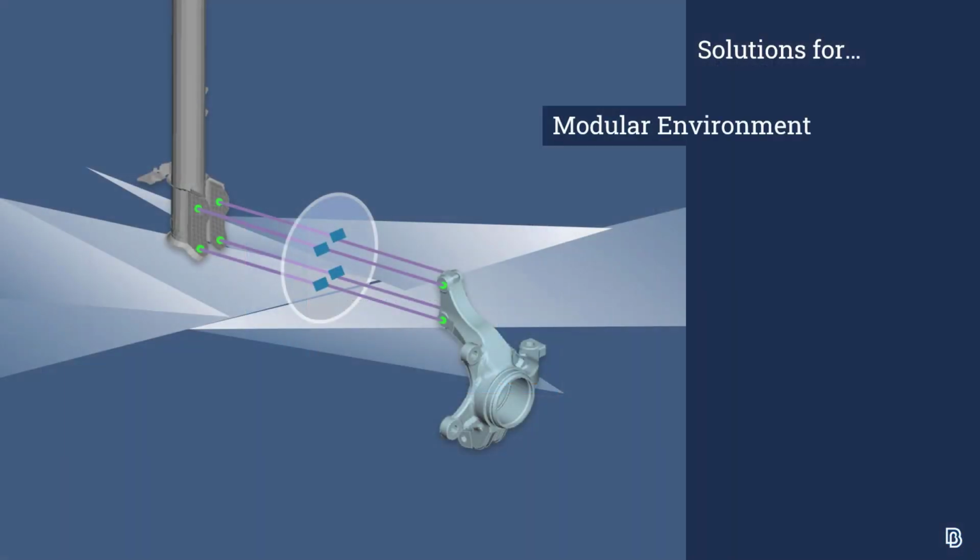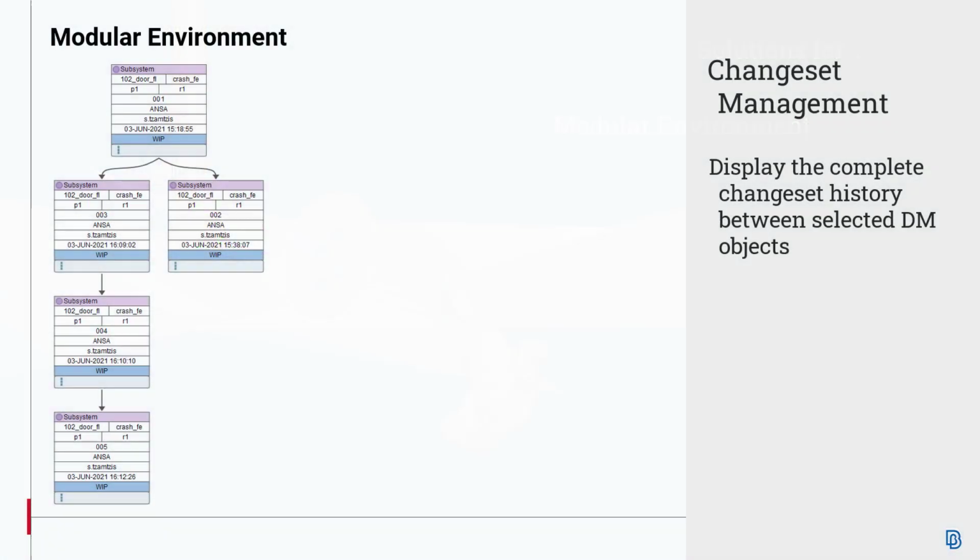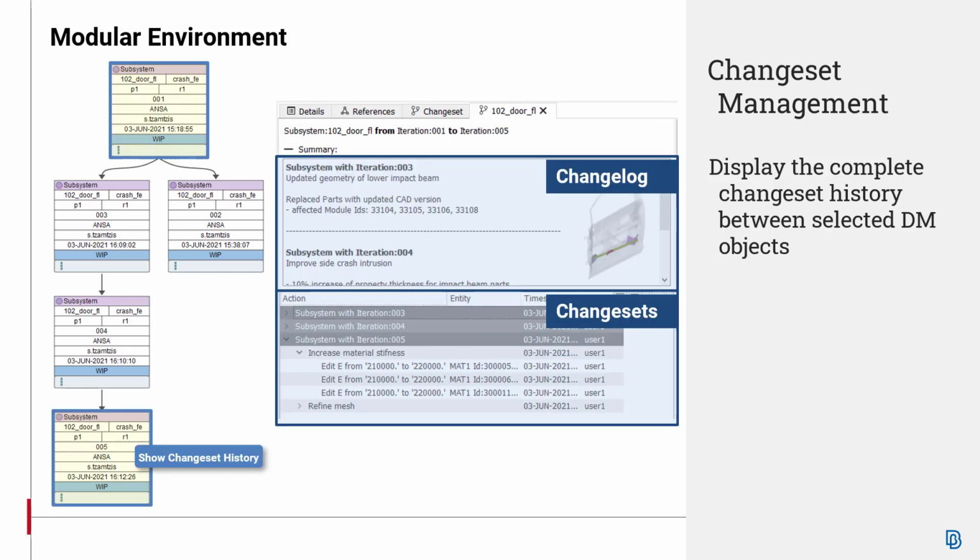In the field of modular run management, to offer a better overview of the changes in the life cycle of an entity, it is now possible to view the complete change-set history between two selected DM objects. A dedicated tab in the DM browser displays detailed information through a changelog and the listed change-sets actions.